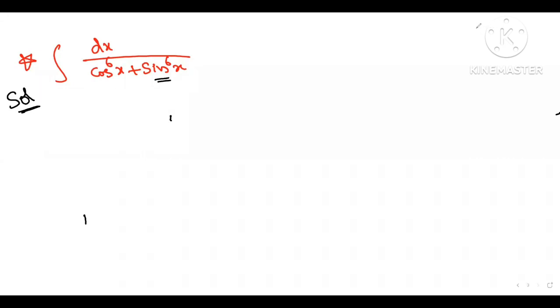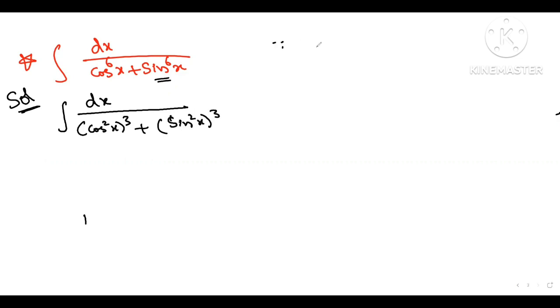Let us go to the next problem. Integral dx by cos to the power 6x plus sin to the power 6x. This can be written as cos square x whole cube plus sin square x whole cube. Okay, we know the a cube plus b cube formula: a plus b into a square plus b square minus ab. So in this formula, in place of a we should write cos square x, and in place of b, sin square x.